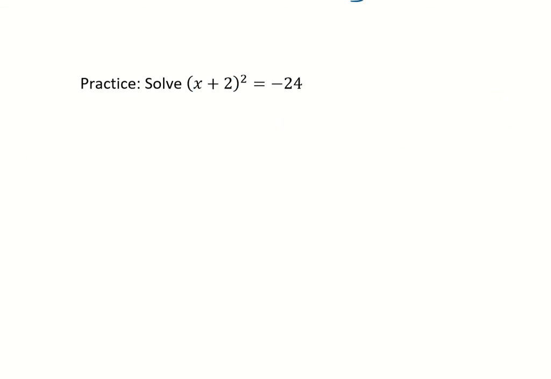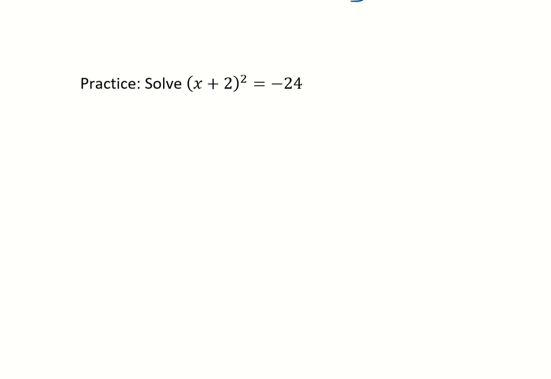Now on your own, try this problem by yourself. Pause the video when you're done. Click play and check the answer. I'm going to review the answer in 3 seconds. 3, 2, 1. Let's go.